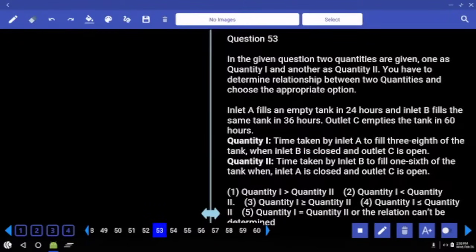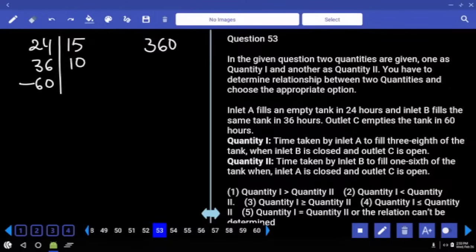Inlet A fills an empty tank in 24 hours. Inlet B fills the same tank in 36 hours. Outlet C empties the tank in 30 hours. 24, 36, minus 30, LCM 360. Are you following? 15 times, 10 times, minus 12. This is the work done by them separately in 1 hour.